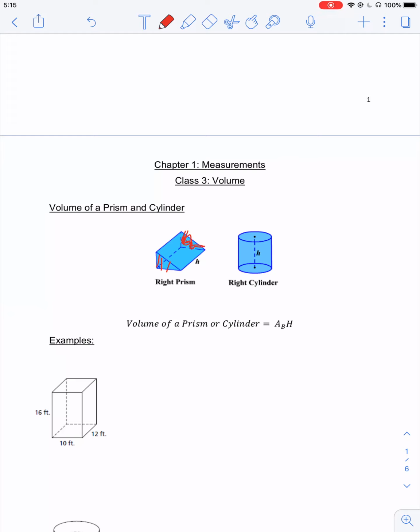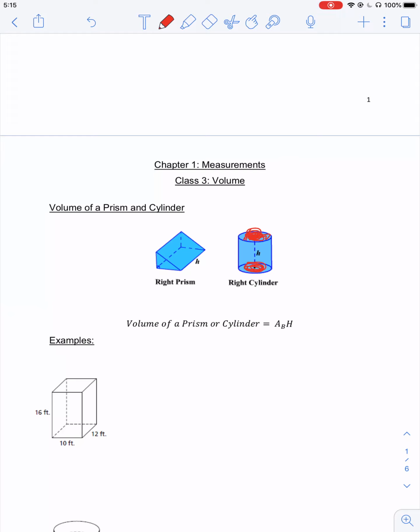So you can think of the base as the ceiling and the floor. The ceiling and the floor are parallel to each other. The roof is never crooked, it's always straight, just as straight as the floor. And for the cylinder, it's the same thing. The only difference is that your bases will now be a circle, and again, these two surfaces are parallel to each other.